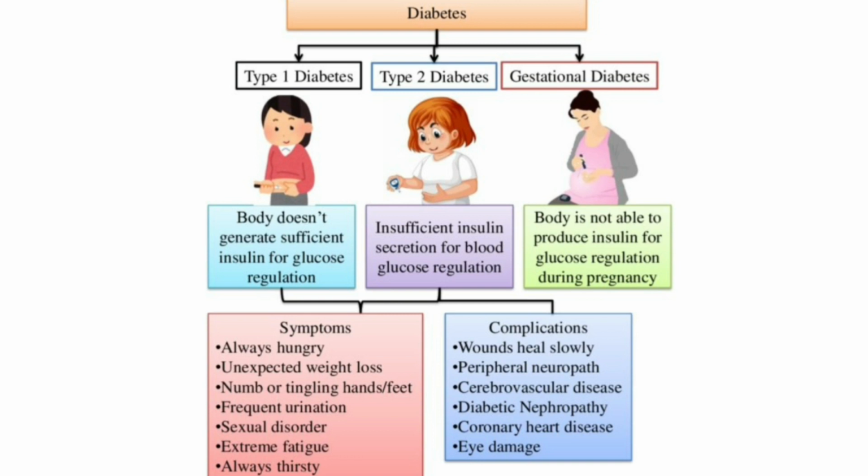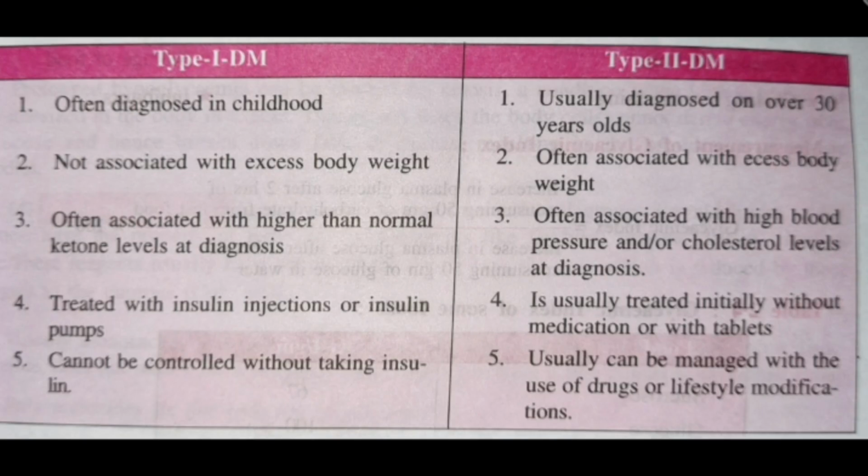Let's check. So here are the differences between type 1 diabetes and type 2 diabetes. In the first point you can see that type 1 is often diagnosed in childhood usually. Type 2 is usually diagnosed over 30 years of age. Type 1 diabetes mellitus is not associated with excess body weight. Type 2 is associated with excess body weight. Type 1 is often associated with hunger and ketone levels at diagnosis. Type 2 is often associated with high blood pressure or high cholesterol level.